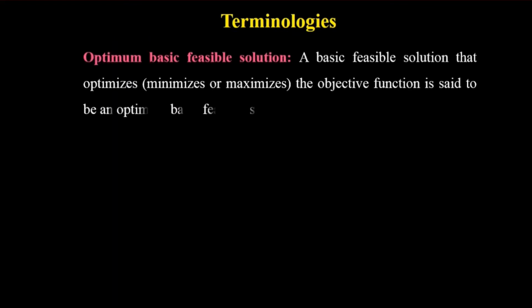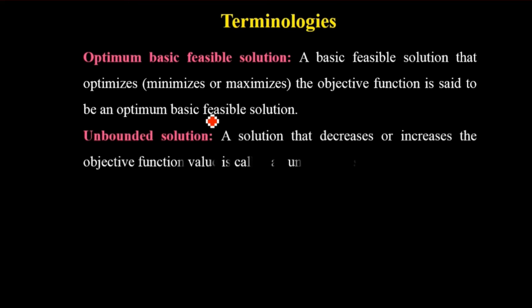Next is the optimum basic feasible solution. Basic feasible solution we know, now we are going to see optimum. Optimum means the best one, either in terms of minimization or maximization. So a basic feasible solution that optimizes, means minimizes or maximizes the objective function, is said to be an optimum basic feasible solution.